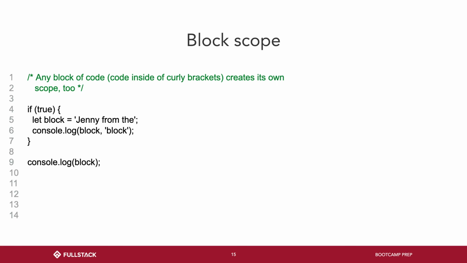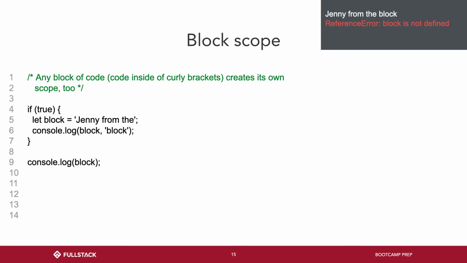So now we have block scope. Any block of code inside of curly brackets creates its own scope. If true, let block equal a string, "Jenny from the block", and console.log that variable block, and then the string block. So here, this is true, so it runs. We get Jenny from the block. But then if you try to console.log block down here, this variable, we get a reference error: not defined. Does that make sense?